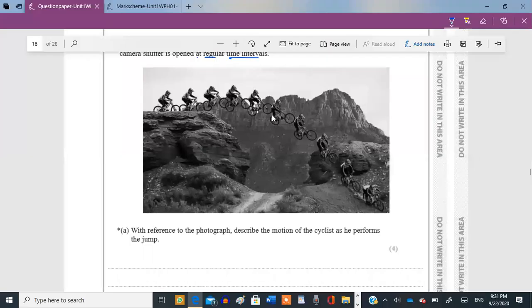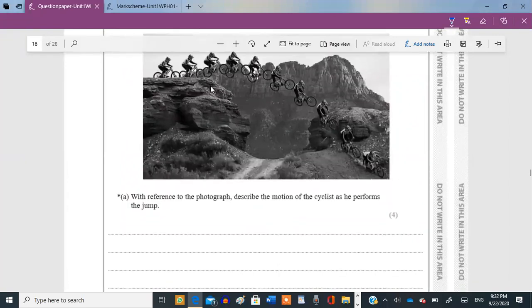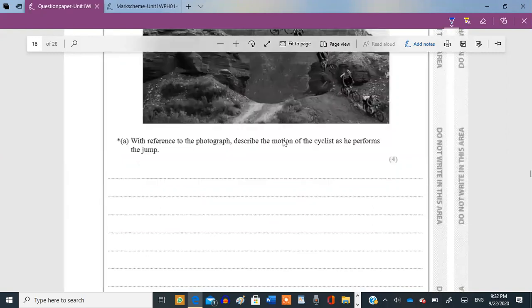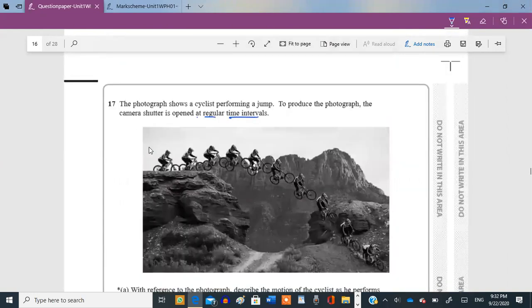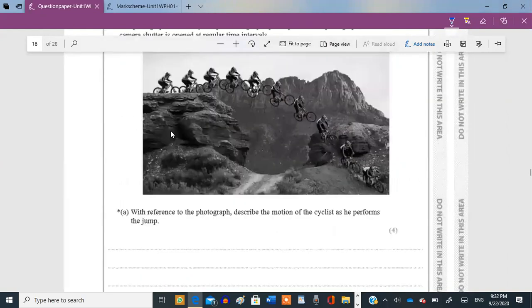All right, so the photograph shows a cyclist performing a jump. To produce the photograph, the camera shutter is opened at regular time intervals. So different photographs have been caught at different times. This is actually a sort of projectile motion. Now, with reference to the photograph, describe the motion of the cyclist as he performs the jump. The motion needs to be described.